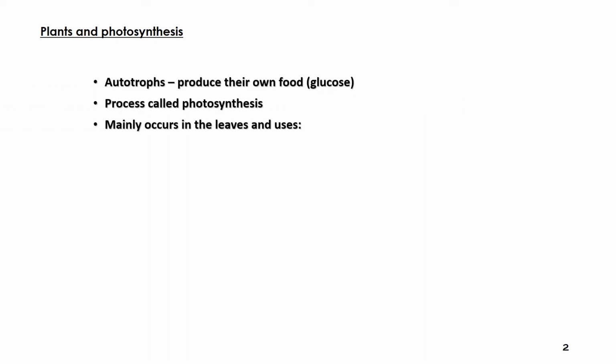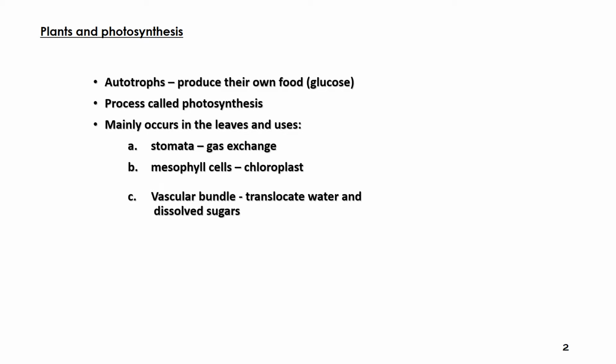So plants fall into a group of living organisms that are called autotrophs. They produce their own food, in this case glucose. Plants do this via a process called photosynthesis. And this mainly occurs in leaves and uses specific parts of those leaves to ensure that all of the raw materials are delivered effectively.